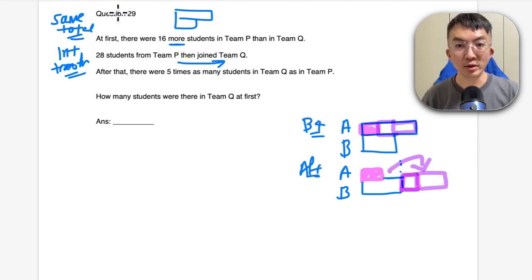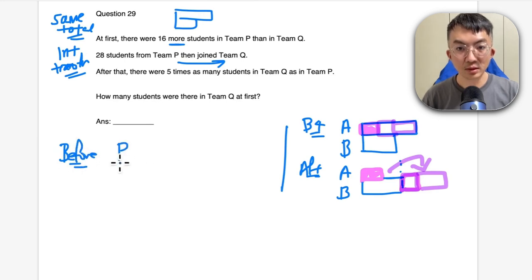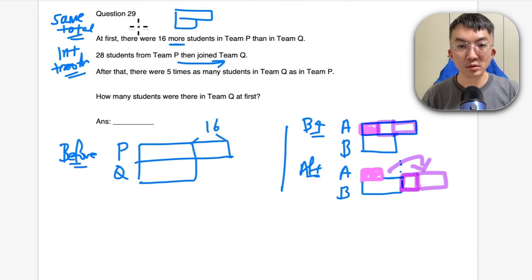So back to this, how do I solve it? With this in mind, I'm going to solve it now. So again, for "more than", draw a water gun. So P, Q, long, short, and this one will be 16. So label. All right.